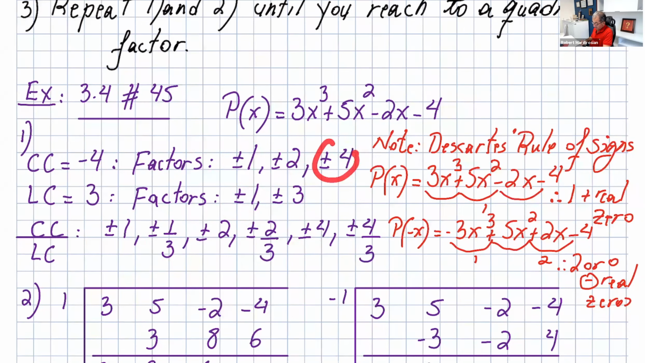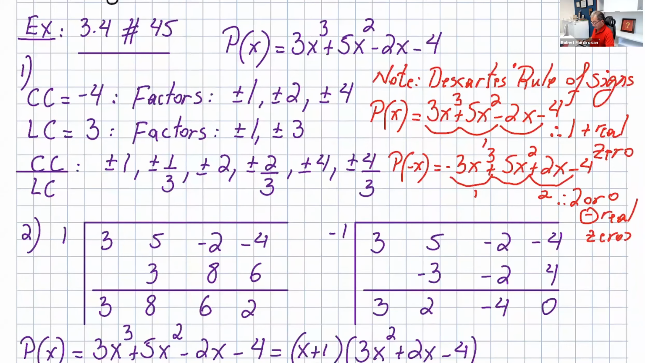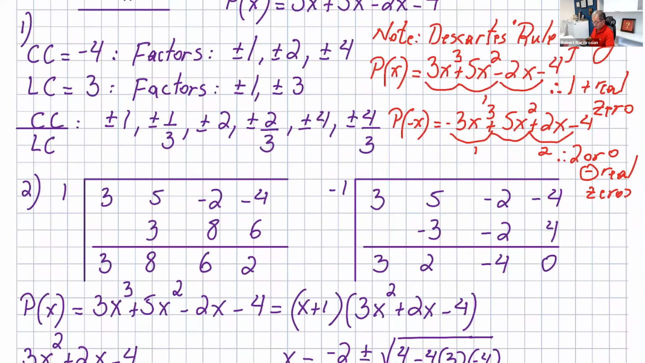And finally, we have plus or minus 4 divided by plus or minus 3, which is plus or minus 4 over 3. These are all the possible zeros. And which one is going to work? You have to do the synthetic division. Start with the easiest one. I picked 1. So synthetic division, you can make the box any way you're comfortable.